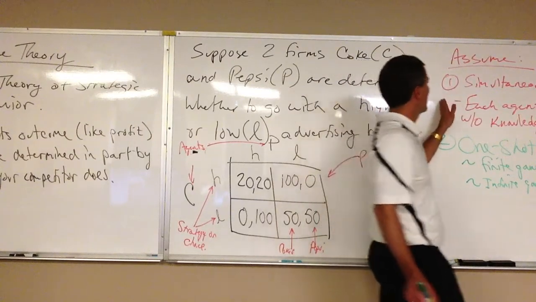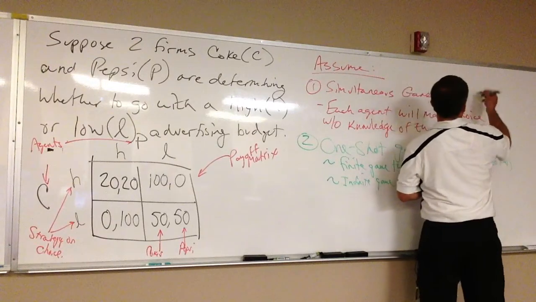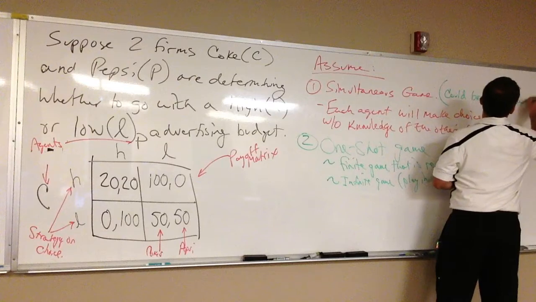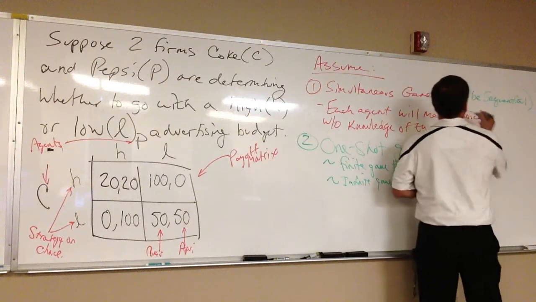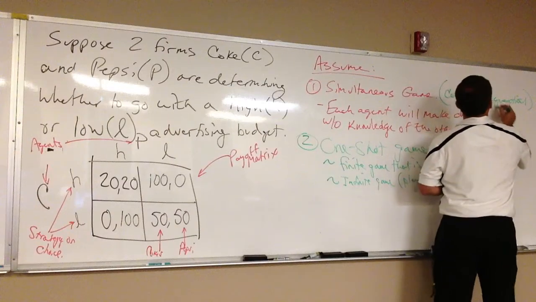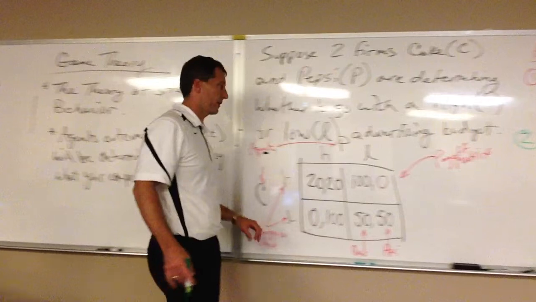Let's put parentheses: could be sequential. In other words, you take turns. I go, then you go, then I go, then you go. We didn't even talk about that here.